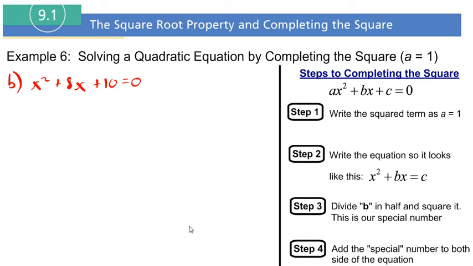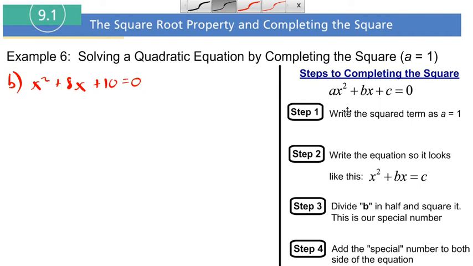Right, let's go on now to example B. I'm going to do another one when a is equal to 1. And notice that the examples that I'm showing you are in the form of ax squared plus bx plus c, where in this specific example, our a is 1, our b is 8, and our c is 10. Okay? So let's go ahead and go through the steps to solve by completing the square.